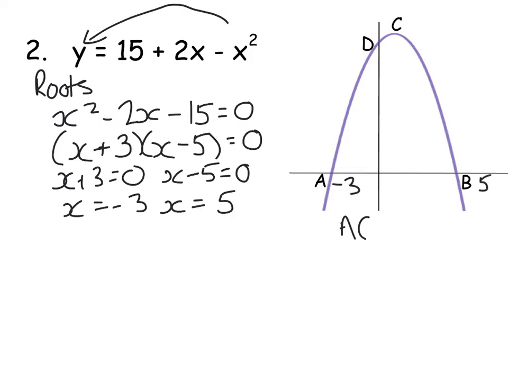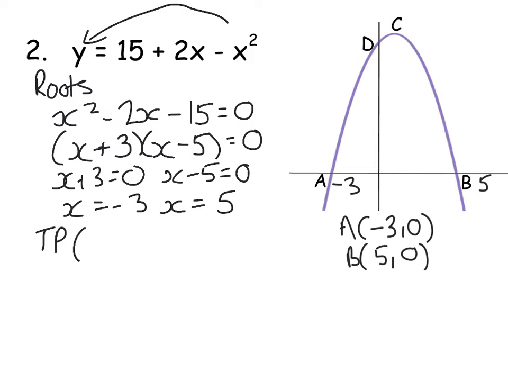So A is the coordinate minus 3, 0. B is the coordinate 5, 0. So that's us found our roots. Next up, we are going to get the turning point. So the turning point happens right in the middle of minus 3 and 5.